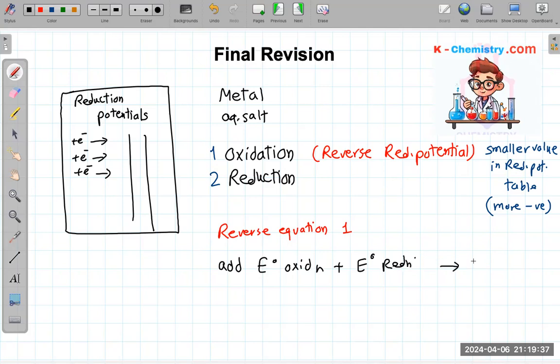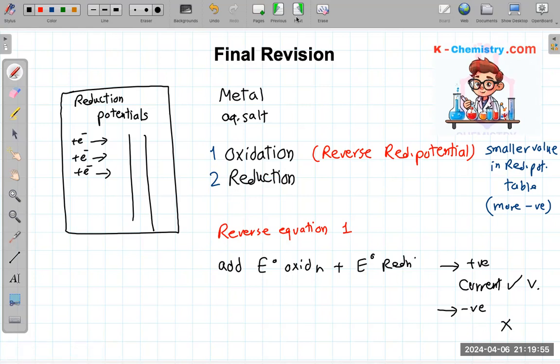If the value is positive, this means that it is possible and there will be current, and this is spontaneous or thermodynamically favored. But if I add them and they give me a negative value in volts, this will not be possible. So there is no current and it is thermodynamically unfavorable.